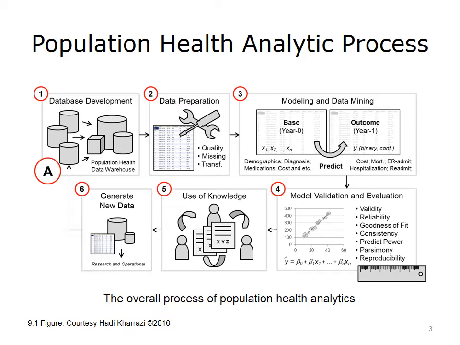As illustrated in Box 4, the next step contains the model's validation and evaluation process. In this phase, the analysts use various statistical and data mining concepts to measure how good the model is in differentiating the outcome variable, and how reproducible it is when used on other data sets. Some of these evaluation concepts include measuring the model's validity and reliability, goodness of fit, consistency and reproducibility, and parsimony.